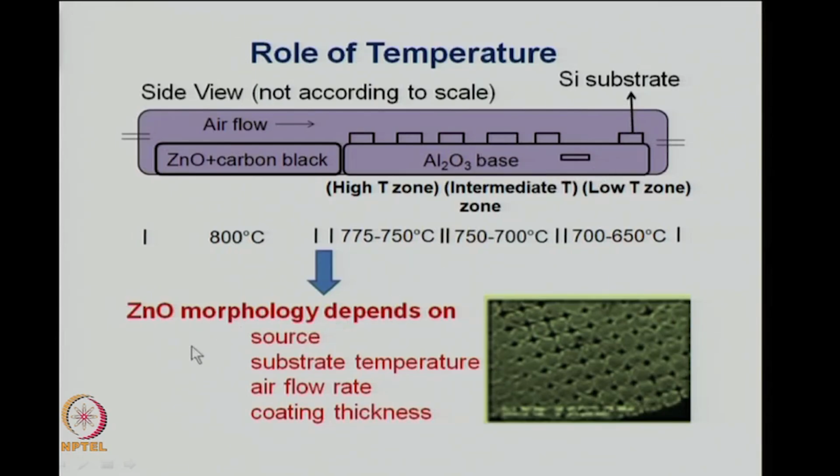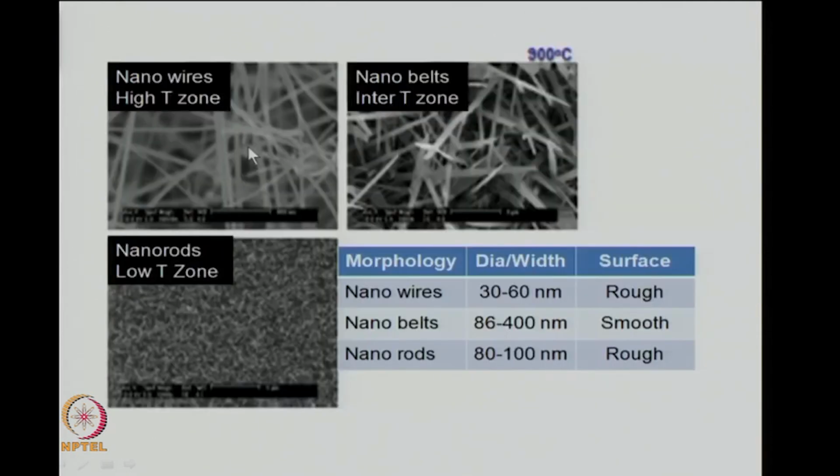Okay. So, the growth or the morphology of the zinc oxide, what will be the shape of the particle of zinc oxide, will depend on the zone in which the reaction is happening and also depend on the air flow rate and certain other factors, coating thickness, etc. So, this is one picture of what you see here of these silicon substrates on which zinc oxide is growing. So, you collect particles from the high temperature zone, intermediate temperature zone and low temperature zone. After the reaction, you collect the zinc oxide and look under a scanning electron micrograph.